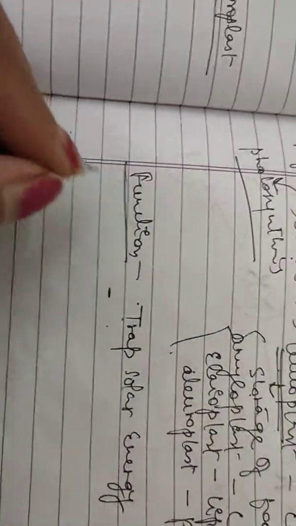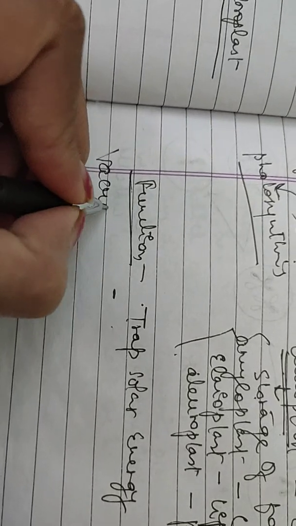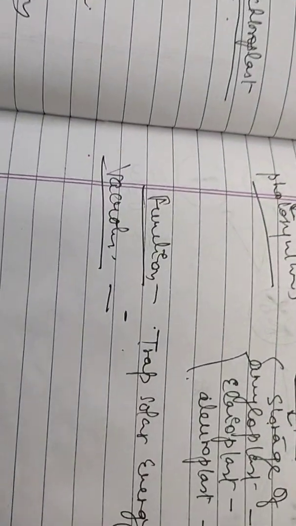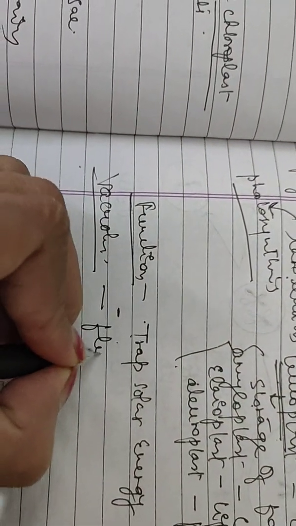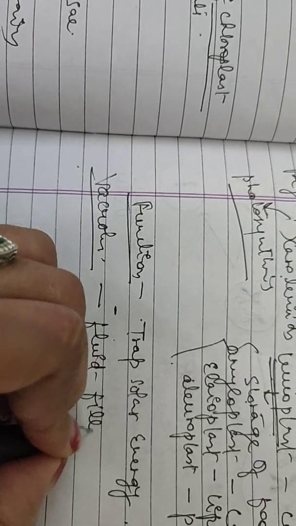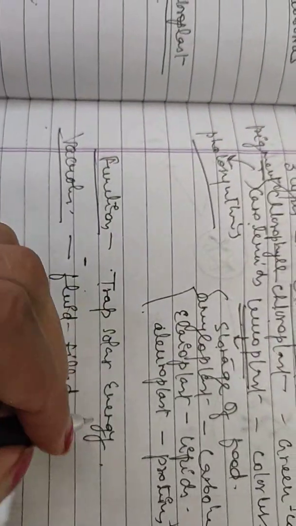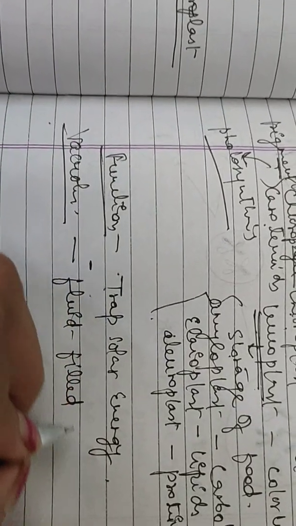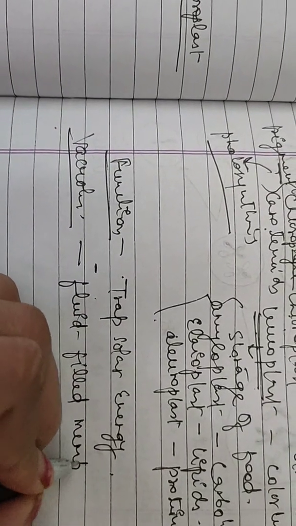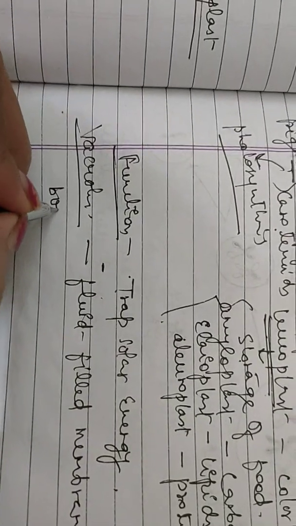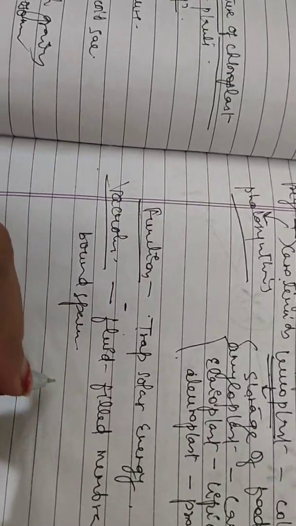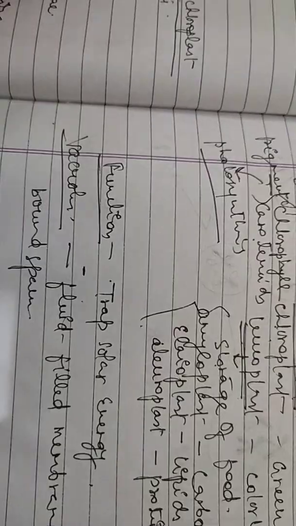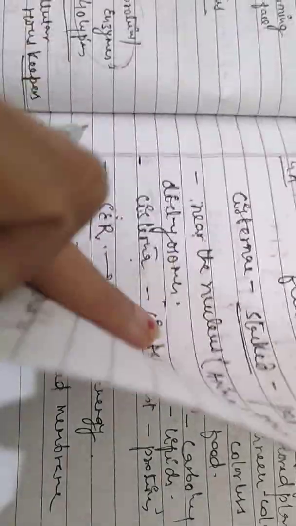And next is the vacuoles. Vacuoles are fluid-filled, membrane-bound spaces, mostly present in large size in the case of plant cells. And I can show you the structure.